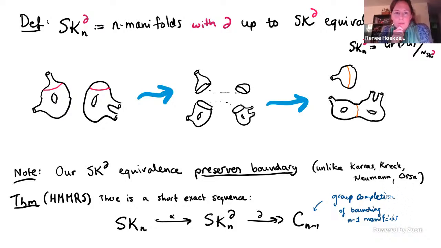So we define SK boundary to be n-dimensional manifolds with boundary up to SK boundary equivalence. So what is SK boundary equivalence? Well, I allow myself to cut, but I cut into the interior of the manifold, not the boundary. And then I glue back everything that I cut. So in particular, this operation preserves the boundary that I had. And this is different from an SK boundary operation that was defined in the SK book by Harris, Cracknell, and Ossa.